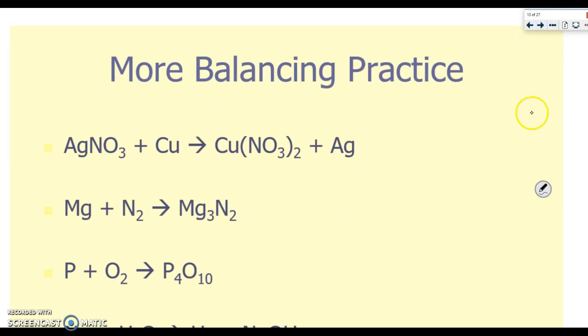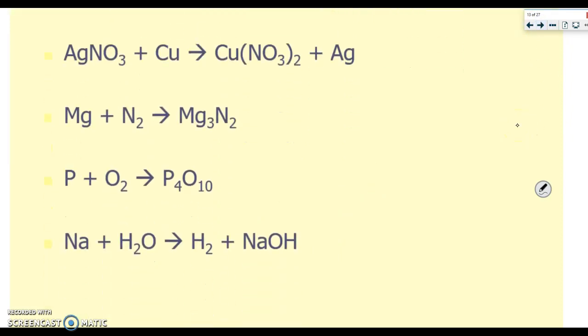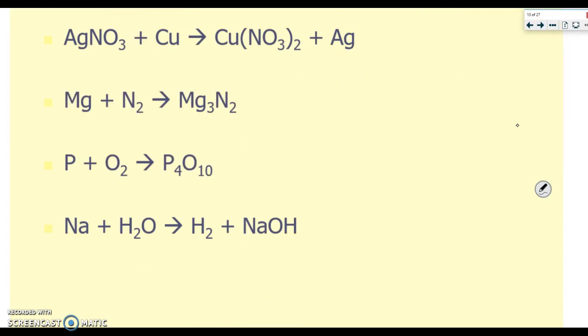This slide contains additional balancing practice problems for you to try. Okay. At this time, you should pause the video and attempt these problems.